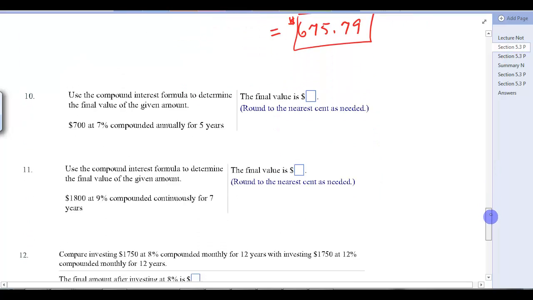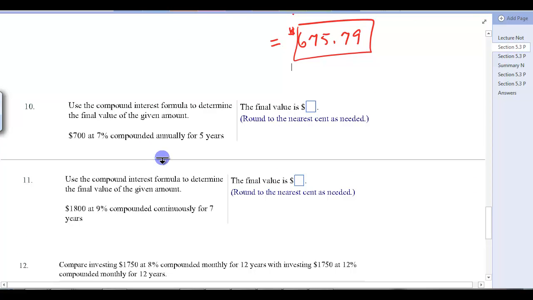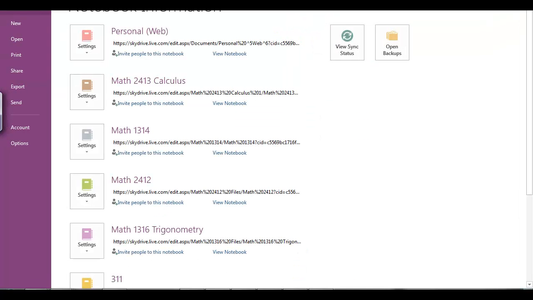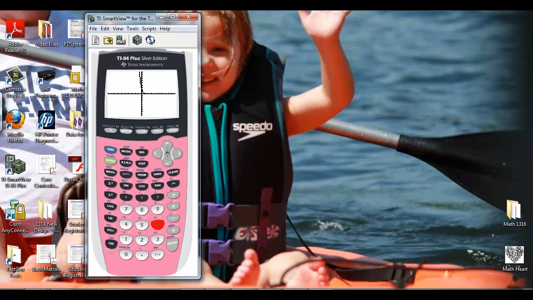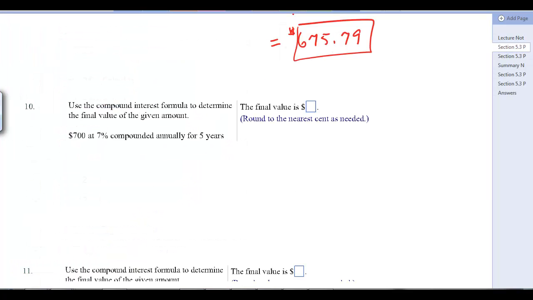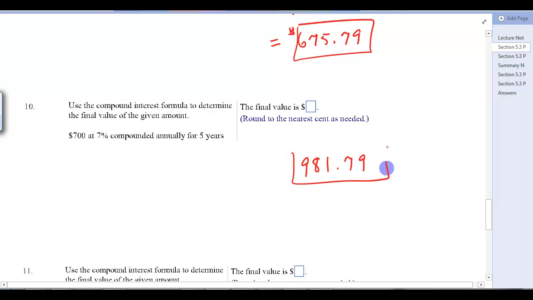All right, let's see what number 10. Number 10's the same thing. Not sure why I gave you so many of those with the same kinds of thing. Whoa. I don't know what I hit there. I'm not sure. I'm going to let you do that one as well. Number 10, you should get 981.79 if you want to check.